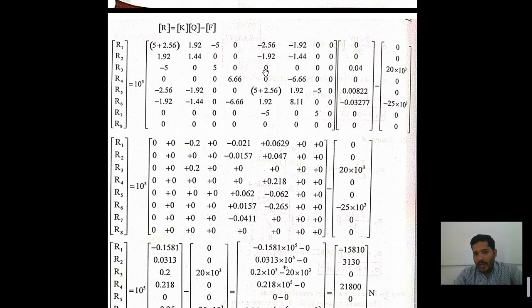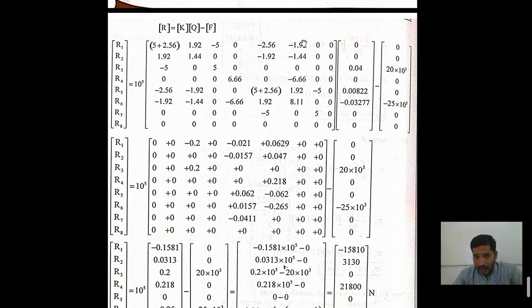Again, if you multiply 0 into 0.00822, it becomes 0. If you multiply this value 0 into 0.0822, it becomes again 0. Again, this 7.56, if you multiply with 0.0822, becomes 0.062. Again, if you multiply 1.92 into this value, it becomes 0.0157. Again, if you multiply 5 into 0.00822, it becomes minus 0.04 or so. If you multiply 0 into 0.00822, it becomes 0.